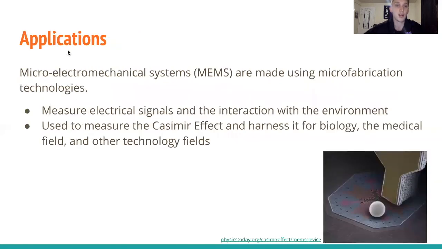The main application of the Casimir effect is microelectromechanical systems, or MEMS. They are made using microfabrication technologies. These are basically super tiny devices that can harness and exploit the Casimir effect. They are used to measure electric signals and interactions with the environment. By implementing the Casimir effect onto them, they could be harnessed for use in the biology field, medical field, and basically all of technology.